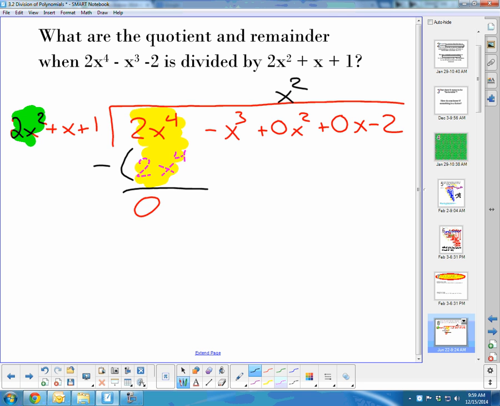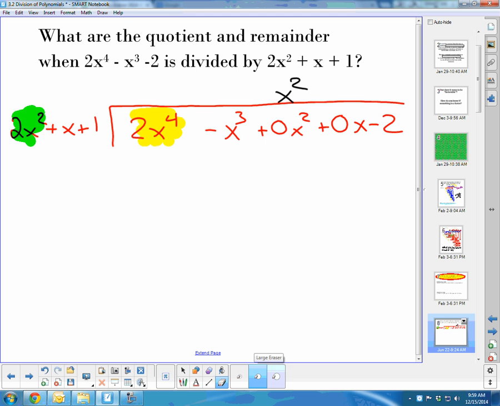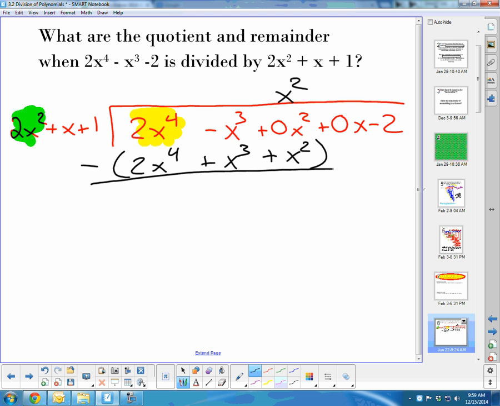Now, when I take my x squared and multiply that by my divisor, 2x squared plus x plus 1, I get 2x to the fourth plus x cubed plus x squared. Now remember, I'm going to subtract, and as I spoke about in the last video, I'm going to put that in parentheses so that I remember to distribute the negative. So I have 2x to the fourth minus 2x to the fourth. That will give me a 0 that I'm looking for.